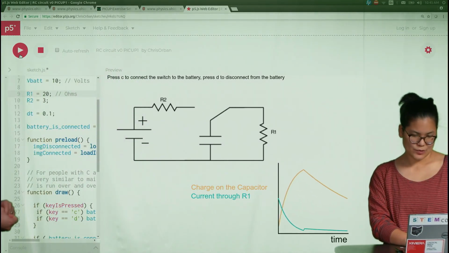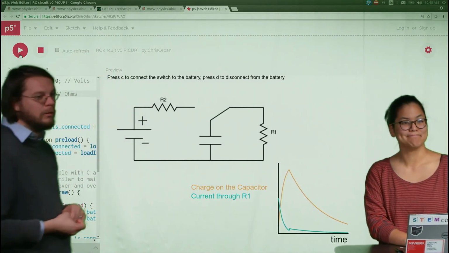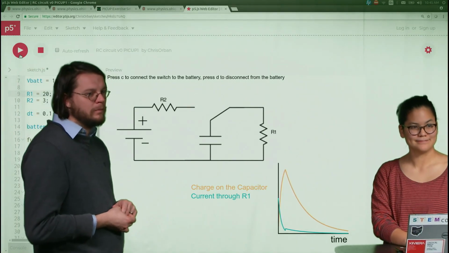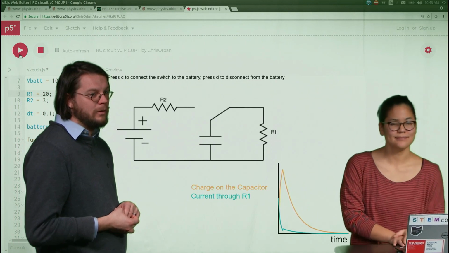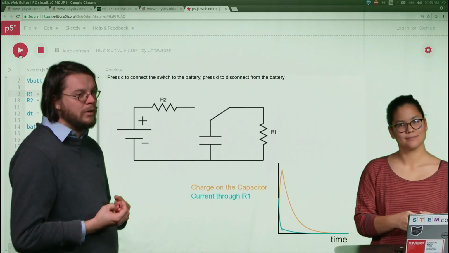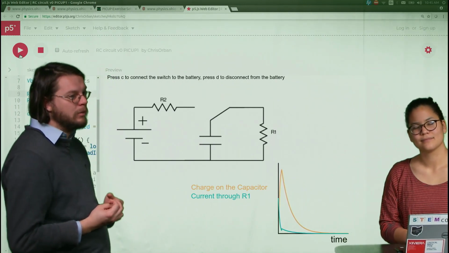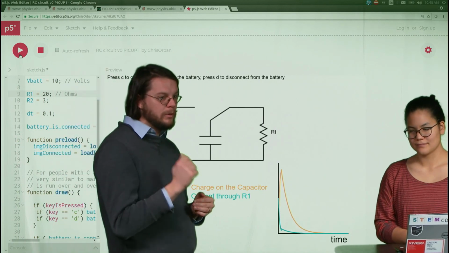Connect. That's taking a long time. Okay, so definitely noticed that. Yeah. So the discharge time seems to take longer the bigger the resistance is.